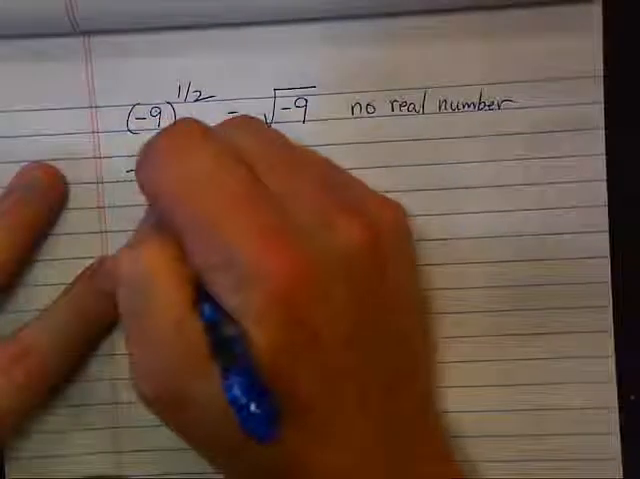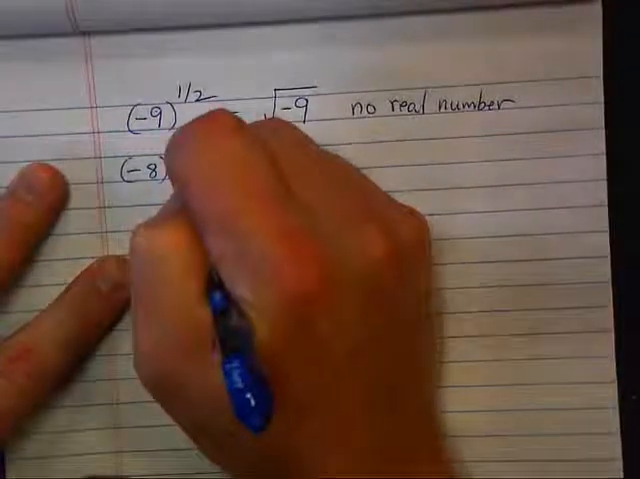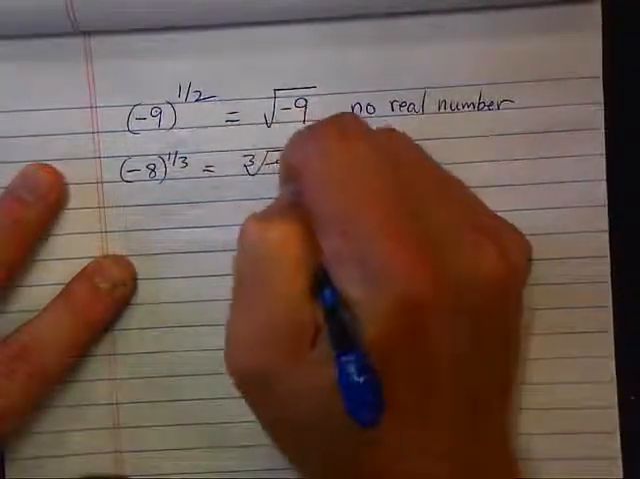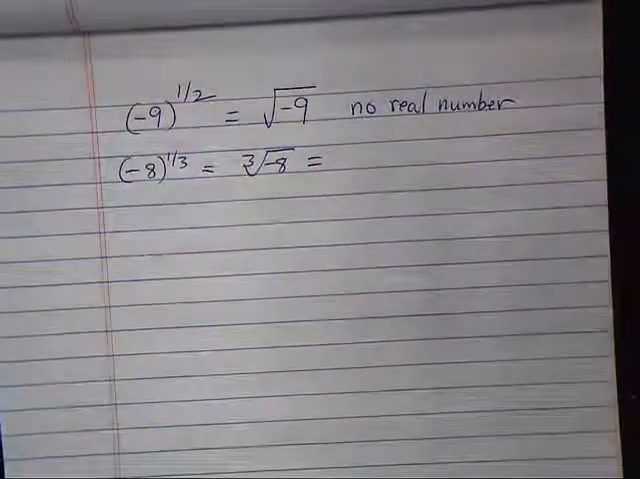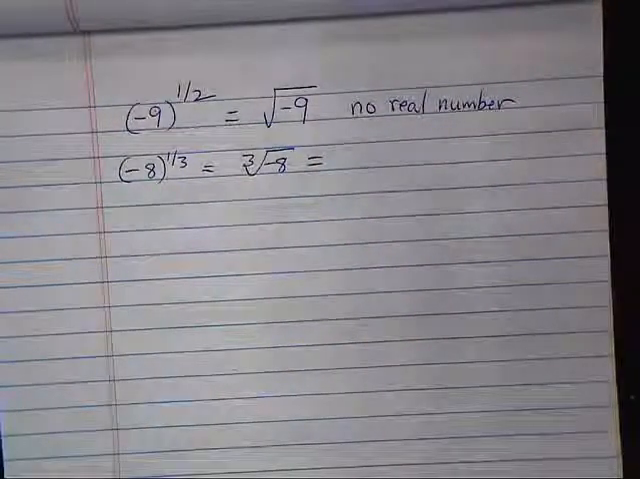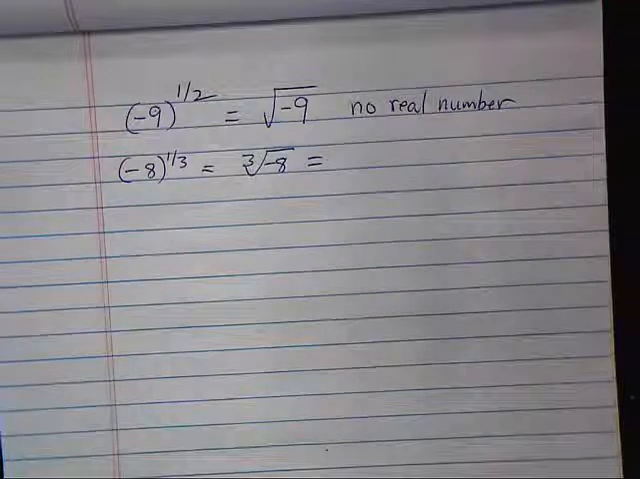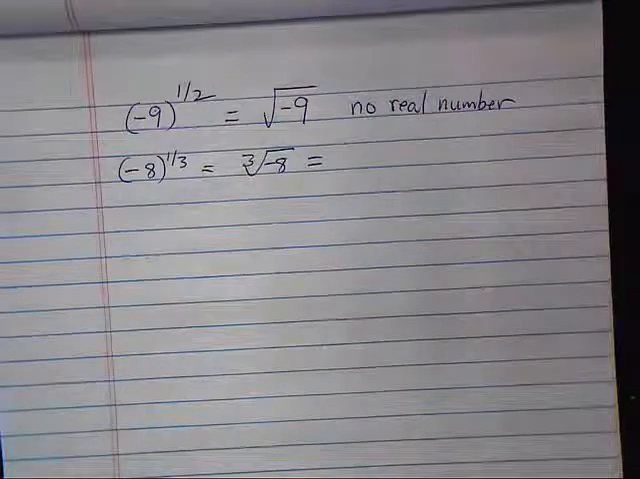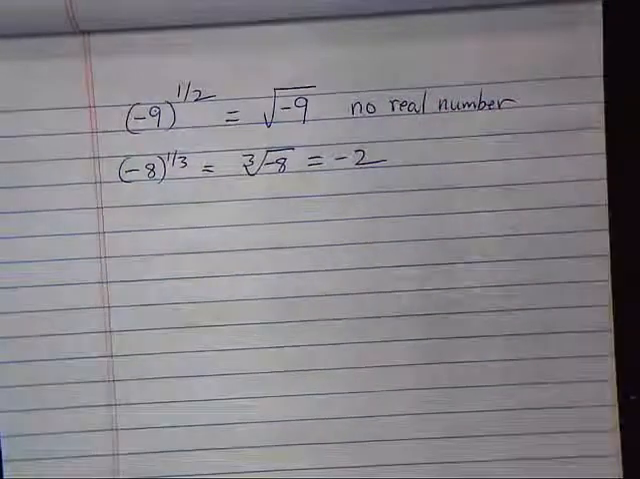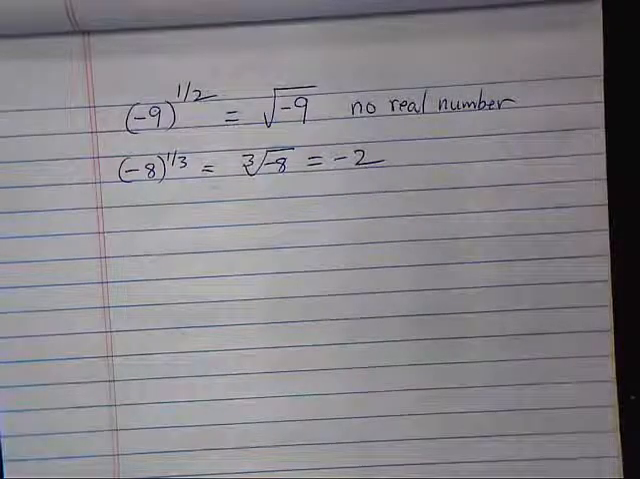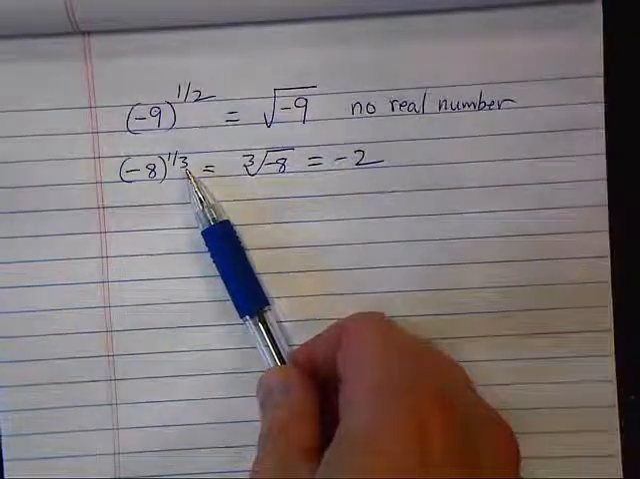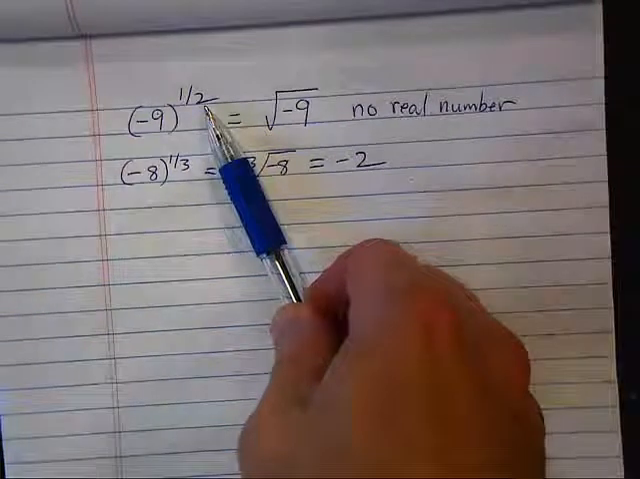Can I have negative numbers under cube roots? I can? How come I can have negative numbers under cube roots? A negative times a negative times a negative will give me a negative. So what's the cube root of negative 8? Negative 2, because negative 2 times negative 2 is 4. 4 times negative 2, it will work. It can be negative 8. So, I can have negative numbers under cube roots, but I cannot have negative numbers when I have square roots.